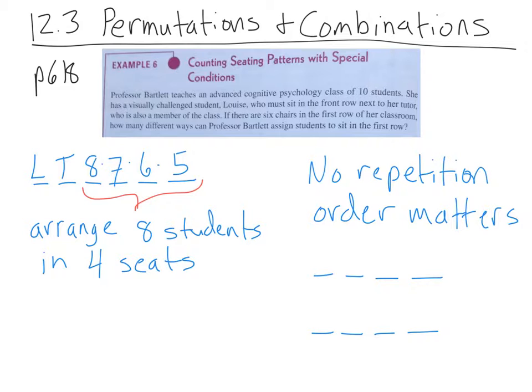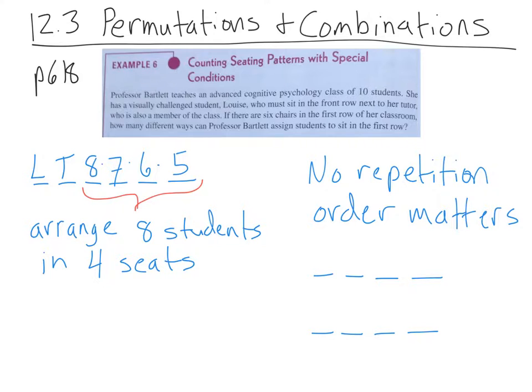In that problem, the way we did it is we started by picking a spot for Louise and her tutor, and then figuring out how many ways we could arrange the rest of the students in those seats. So, for this example, if you put Louise and the tutor right in front in the first 2 seats, you have 4 seats left, and there's 8 students left to place. So you can put any of the 8 students in this seat, any of the remaining 7 students in the next one, the remaining 6, and the remaining 5.